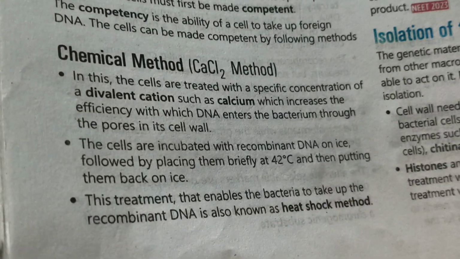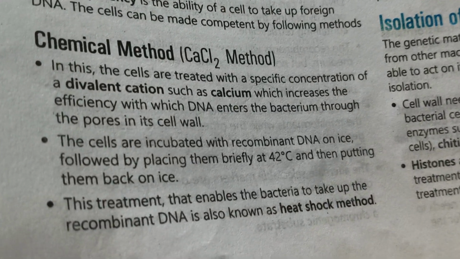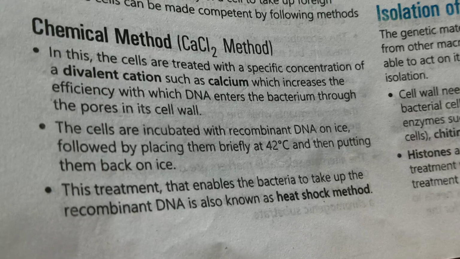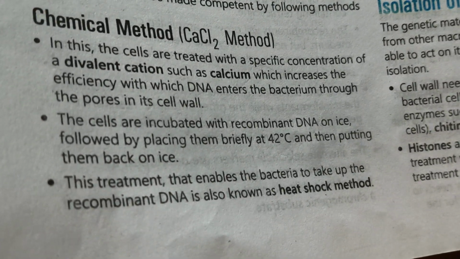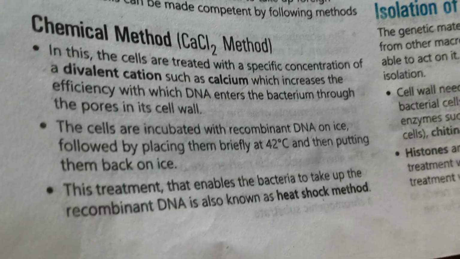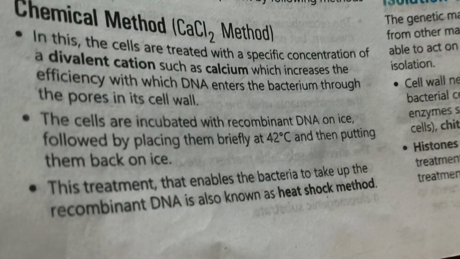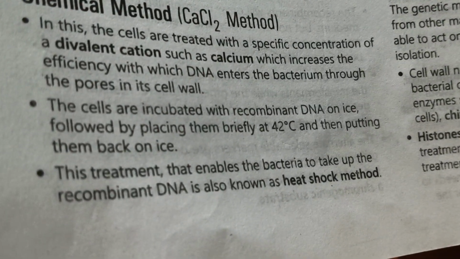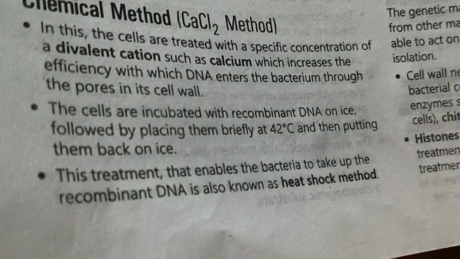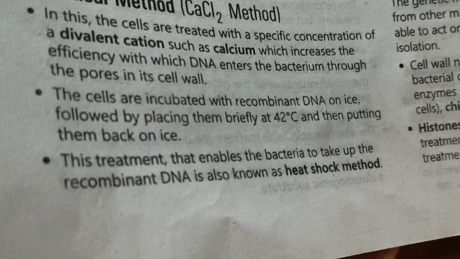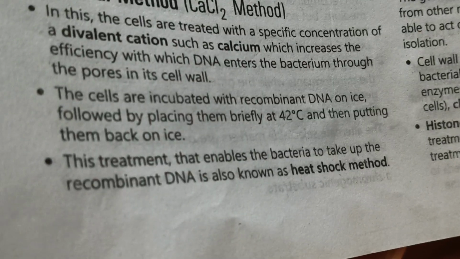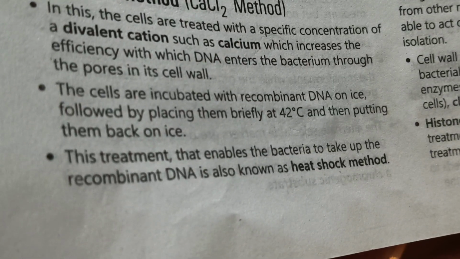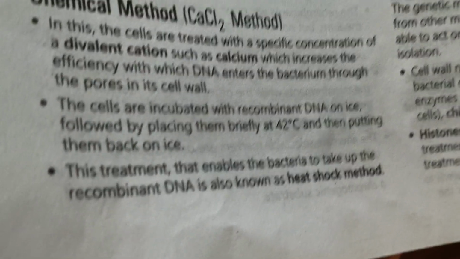Chemical method, CaCl2 method. In this, cells are treated with a specific concentration of divalent cations such as calcium, which increases the efficiency with which DNA enters the bacterium through the pores in its cell wall. The cells are incubated with the recombinant DNA on ice, followed by placing them briefly at 42 degrees C and then putting them back on ice. This treatment that enables bacteria to take up recombinant DNA is also known as the heat shock method.